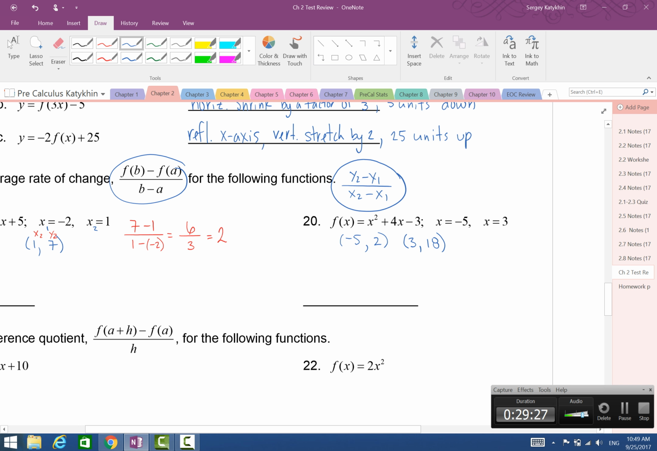So now using our formula from here, we get 18 minus 2 divided by 3 minus a -5. So now that gives us 16. Well, that becomes addition, so that would be 8. And 8 goes into 16 2 times.